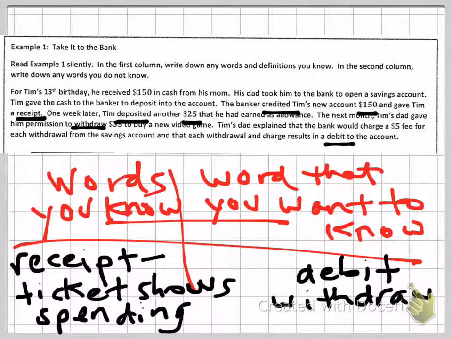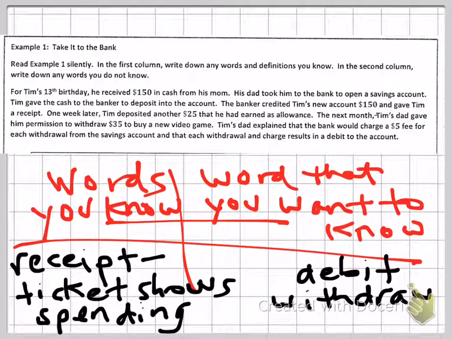And then the next thing that happens is, well, Tim deposited another $25 that he earned as an allowance. So that means working for money. So maybe he was washing his dad's car, gave him 25. Maybe he was cutting the lawn, whatever it is, but he earned that money. So that was a positive.